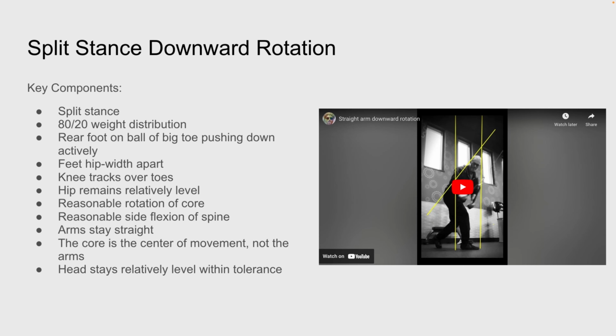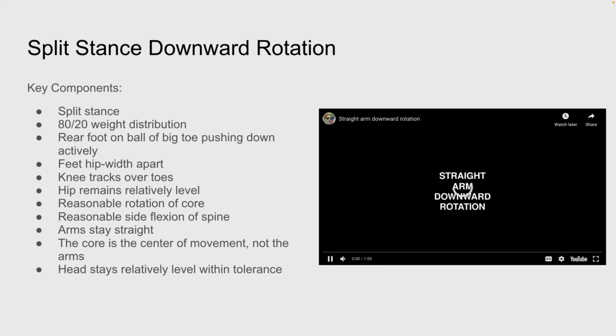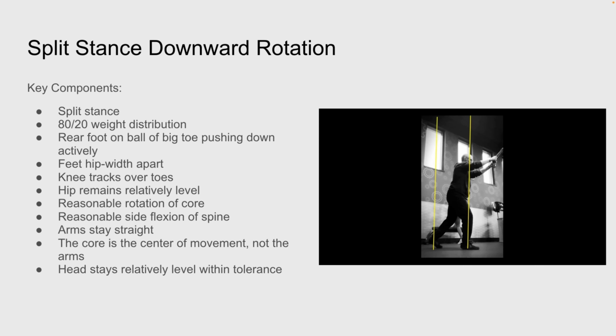So here we're looking at split stance downward rotation. So it's important to understand that in this, my arms are not what's moving the cable. My arms are actually in a fixed state. It is my core that is moving the cable. A combination of my rectus abdominis, obliques, and QL are working together to create this downward pull with rotation. So the arms stay straight, 80% of the weight's over the front foot.